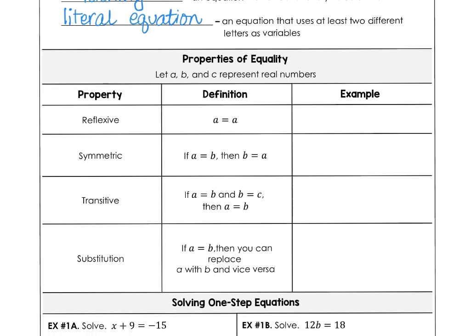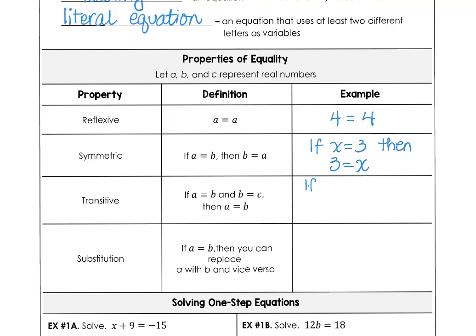So here are the properties of equality, and A, B, and C are representing real numbers. So the reflexive property says a number is equal to itself, like 4 is equal to 4. And something is symmetric if we say if x is equal to 3, then you can rewrite that as 3 is equal to x, and you've kept the equality.